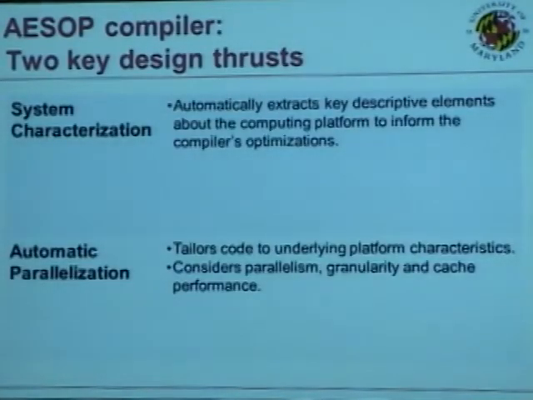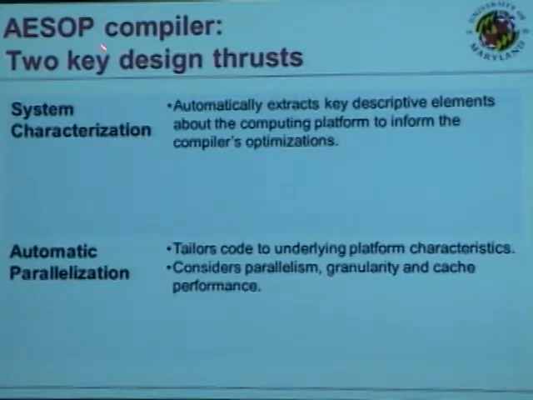So as a response to this, my collaborators at Princeton and the University of Maryland and I have been building a compiler called the AESOP compiler. AESOP is a parallelizing compiler, meaning it takes serial programs as input and produces parallel programs as output. Now, what are the two salient things about it?